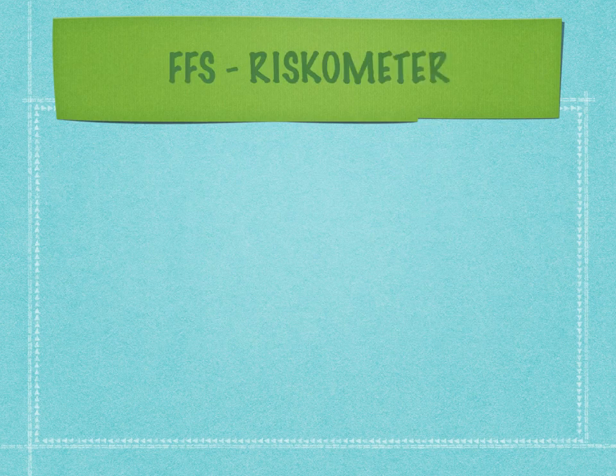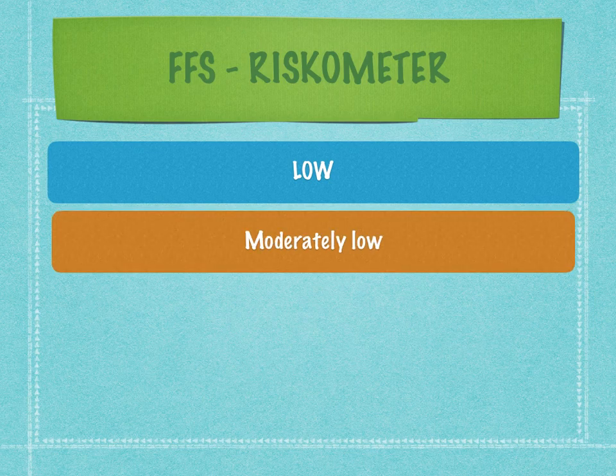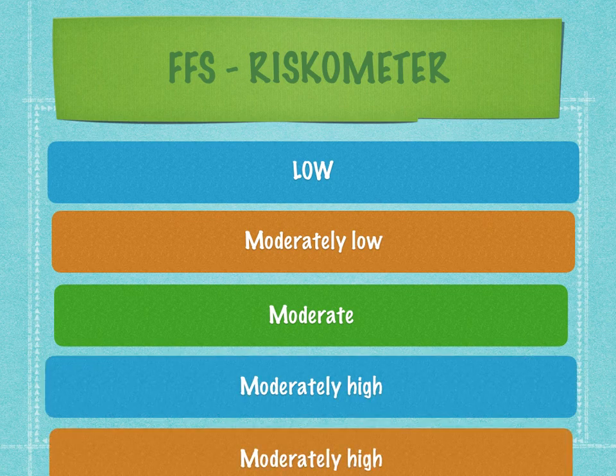The FFS, that's the fund fact sheet, also has something called a riskometer. What is a riskometer? A riskometer is an indicator of whether the fund itself has low risk, moderately low risk, moderate risk, moderately high risk, or very high risk. So these five parameters clearly explain the fund manager's strategy in terms of aggressiveness in investing.